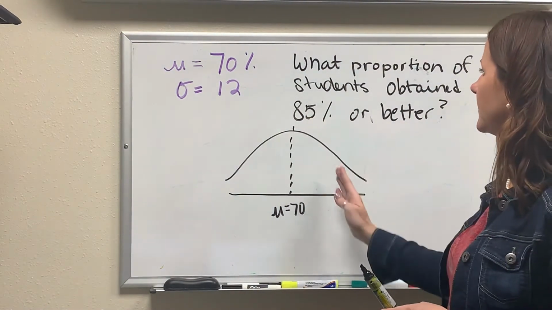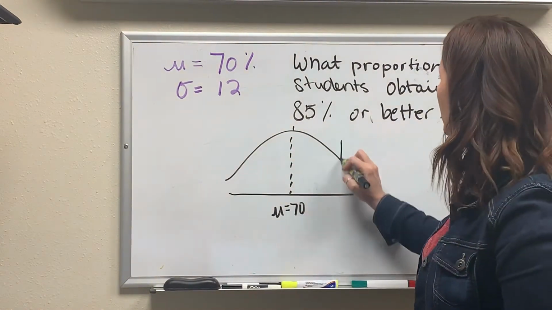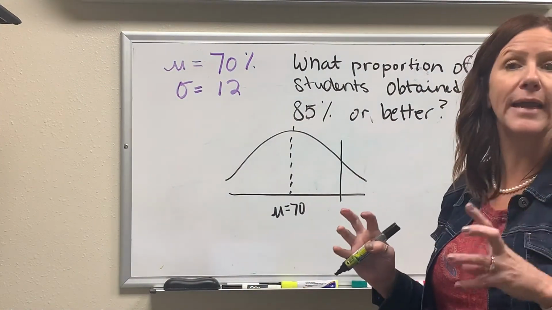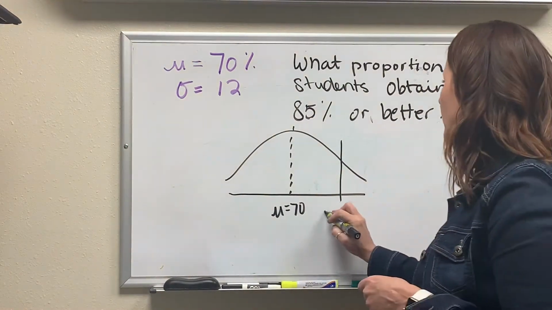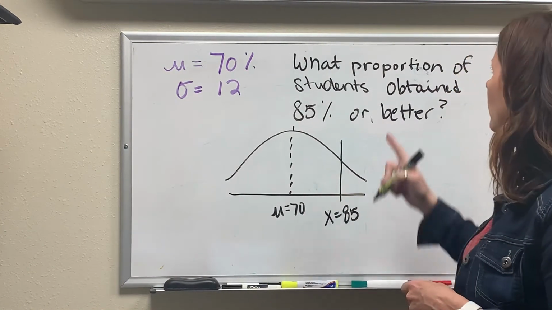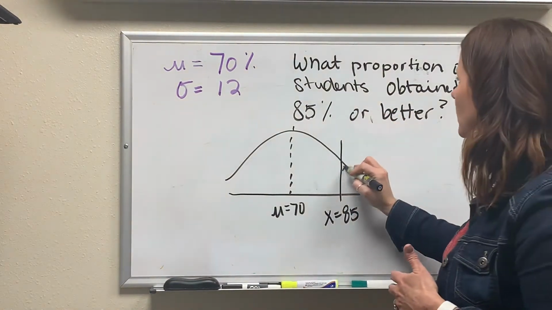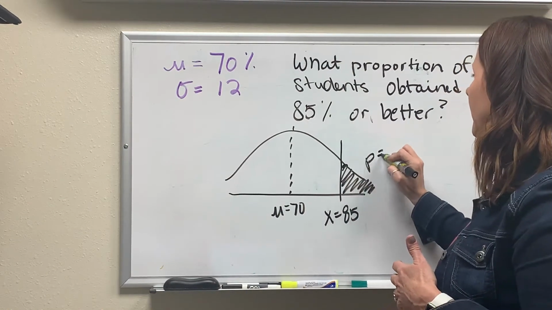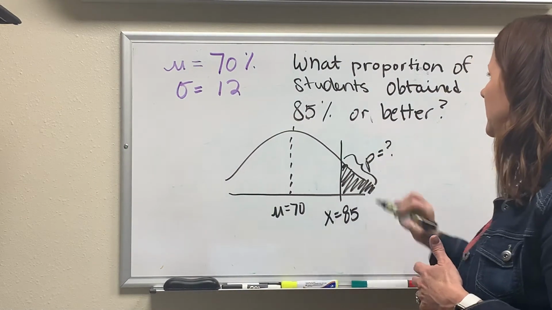So 85% is going to be over here because right at 70 is the 50th percentile. So I'm just going to draw a line. It doesn't have to be a perfect location because this is all just used as a visual aid to be able to locate things within that unit normal table. So here would be our x equals 85%. And we're looking at the proportion of students who obtain 85% or better. So we're really looking for all of this area. And we're looking for p, the proportion. So we're looking for this area specifically.